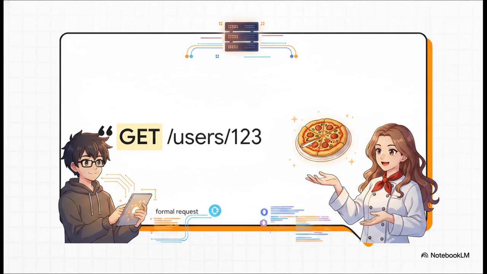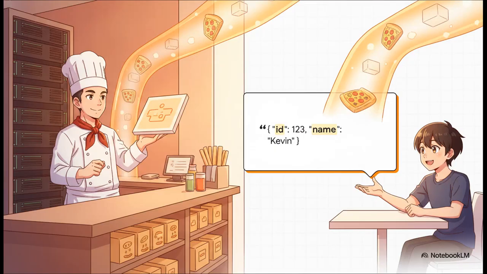GET /users/123. Now sure, it might look like computer jargon, but it's incredibly straightforward once you break it down. The client is literally just saying, go get me the information for user number 123. Going back to our analogy, this is the exact moment the customer tells the waiter, hey, I want the pepperoni pizza. And then the server replies.